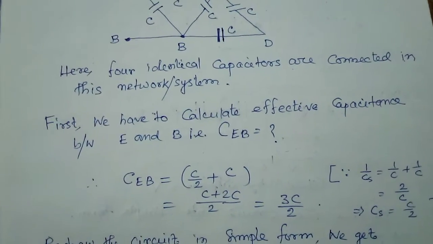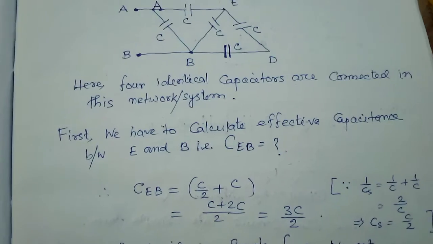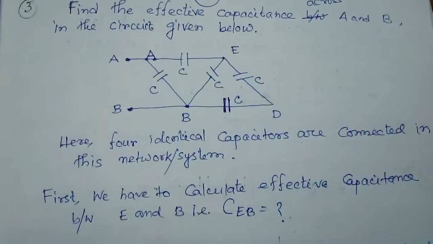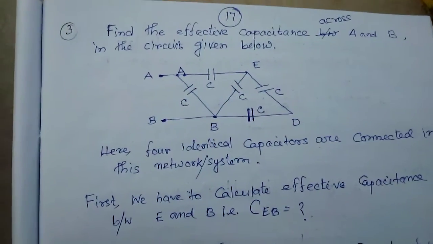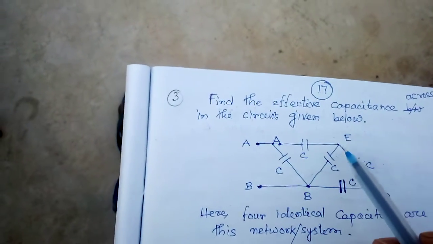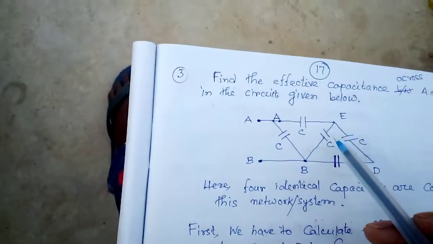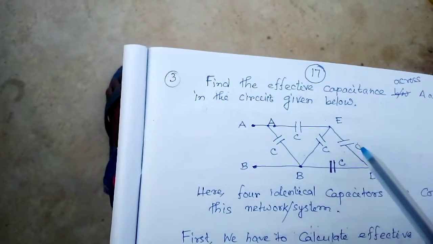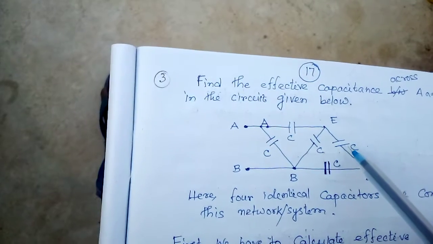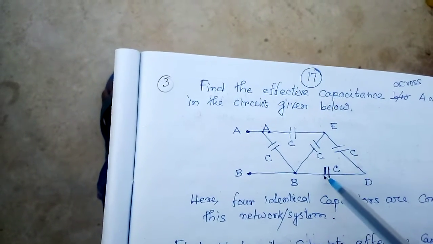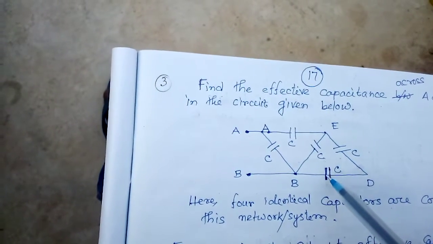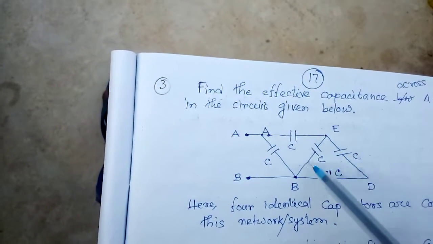First, we have to calculate the effective capacitance between E and B. That is, we have to calculate the effective capacitance between point B and point E. So here we are seeing that two capacitors having capacitances C and C are connected in series, and these two capacitors are also connected to this capacitor in parallel combination.